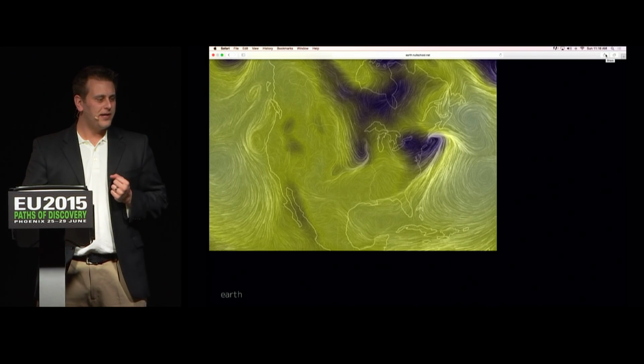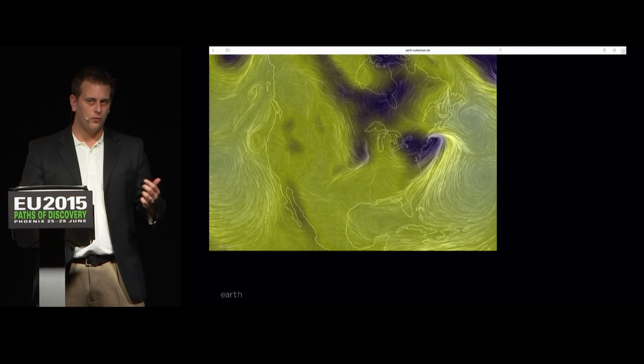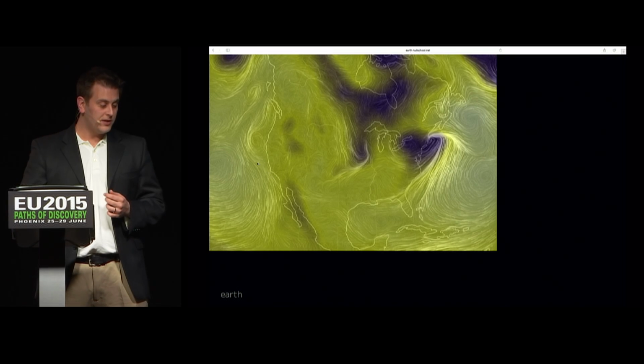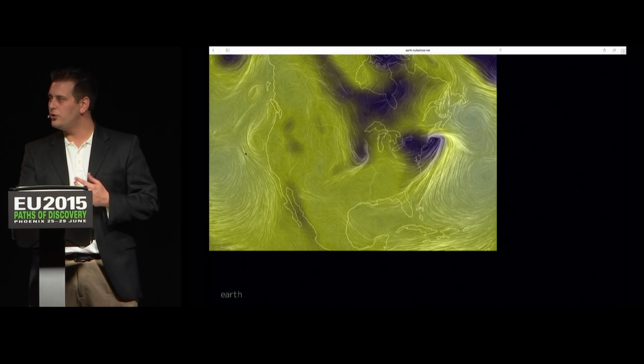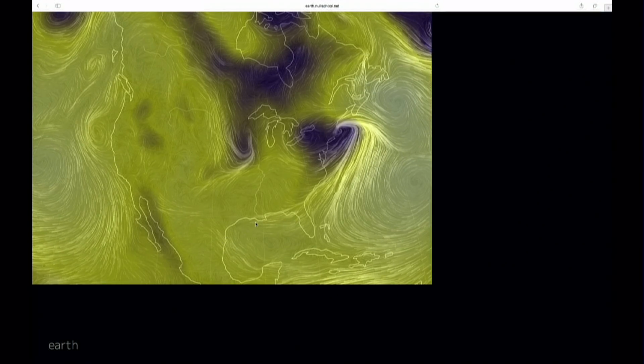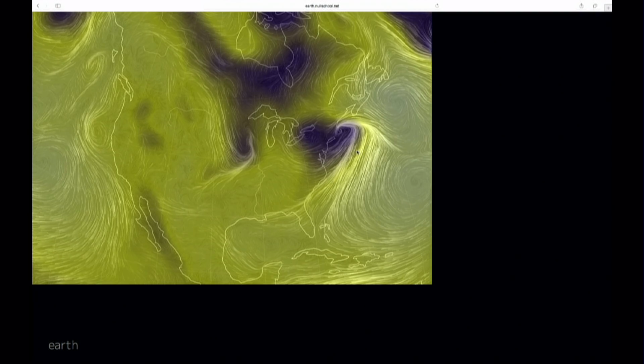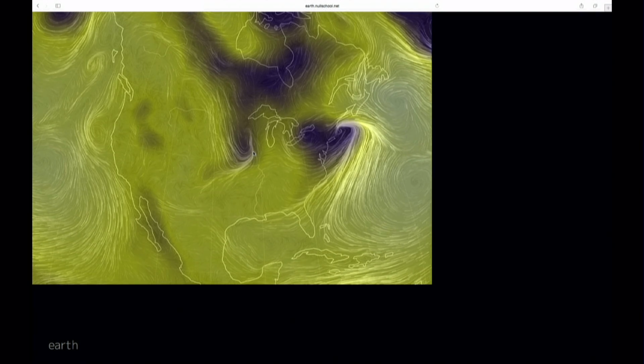Where do you see tornadoes? Do you see tornadoes in the middle of the low-pressure cell? No. Do you see tornadoes in the middle of the high-pressure cell? No. You find them along what I've called convergence lines. You can see this area right here, or this area right here.